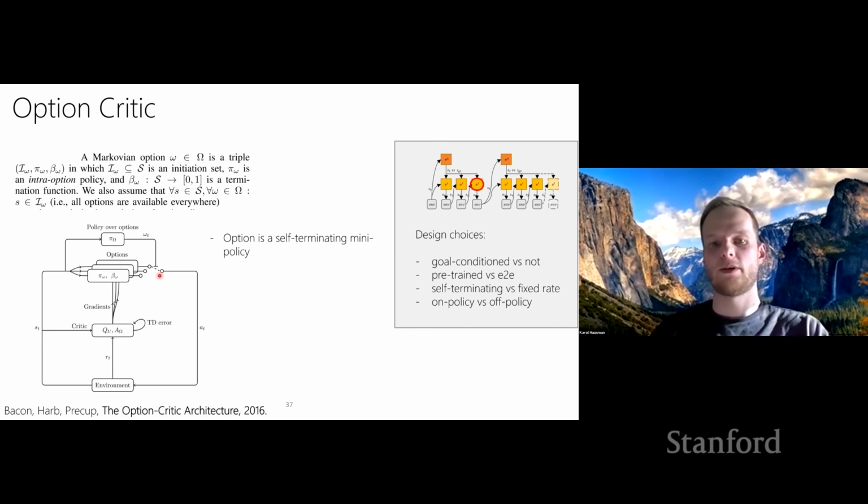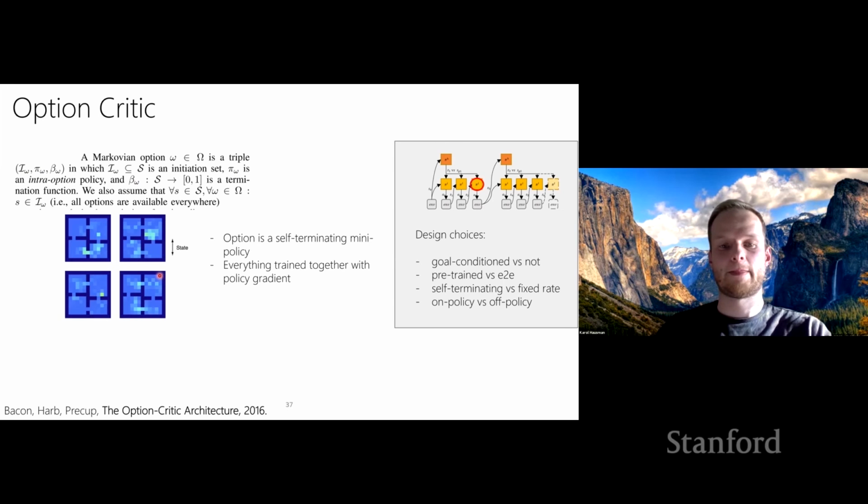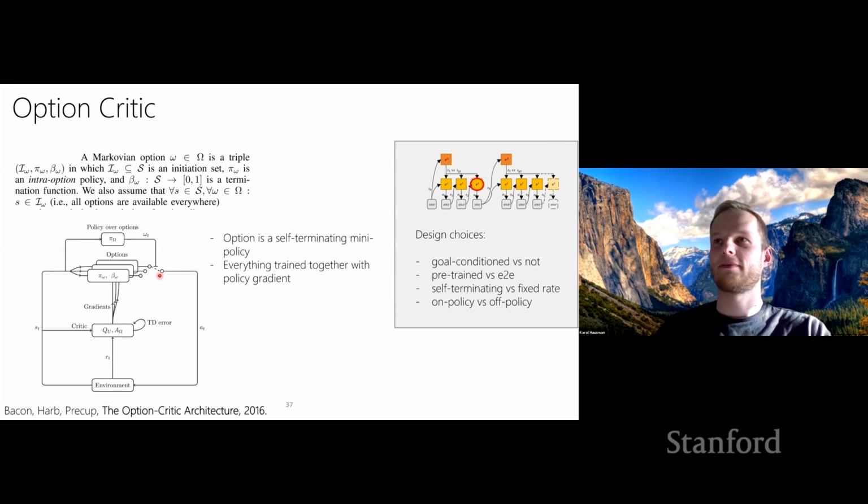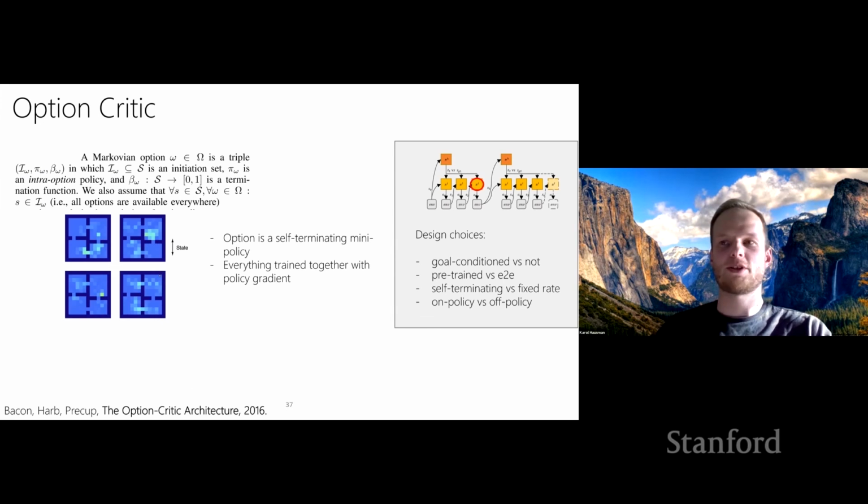All right, a few other things from this paper. An option is a self-terminating mini policy. They train everything together with a policy gradient algorithm. And that's it. All right, so to show a few results.